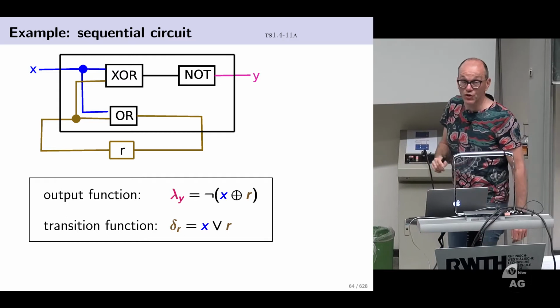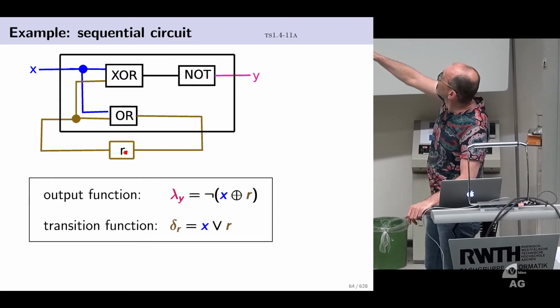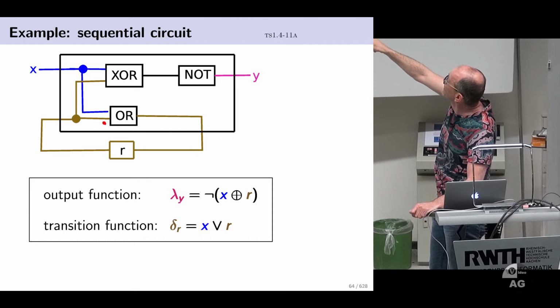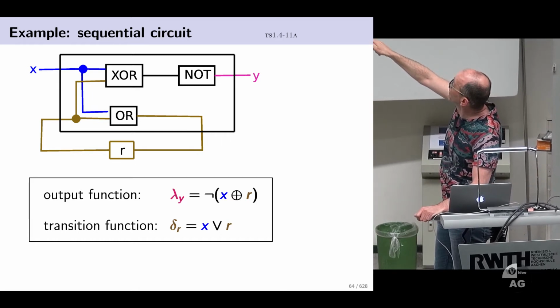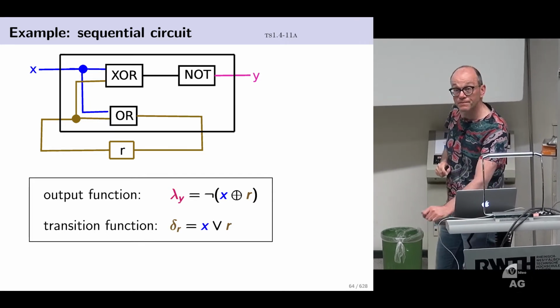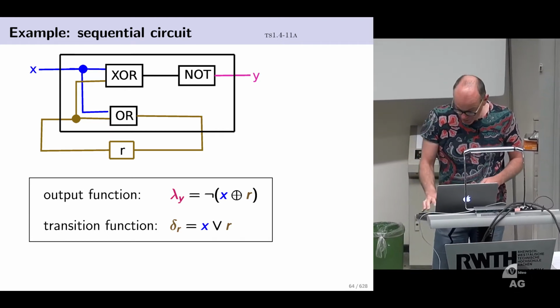Then what's the transition function? That tells us something about the register. So the register R is basically a disjunction, an OR of what? Of X, the blue incoming line, and brown, the incoming line coming from the register. So delta R is X or R. Yeah, so they are typically Boolean functions that tell you how to change the state.